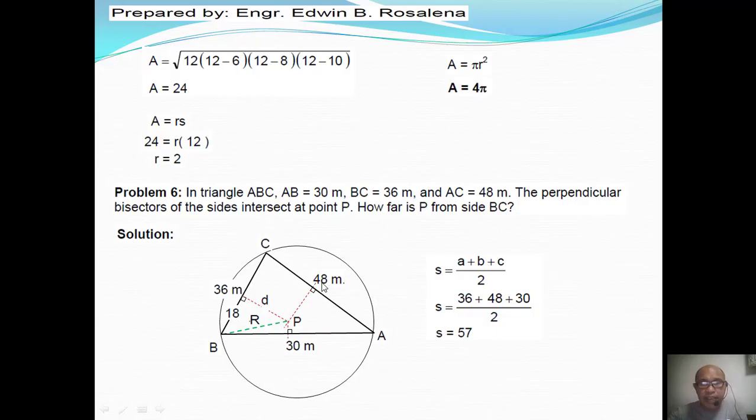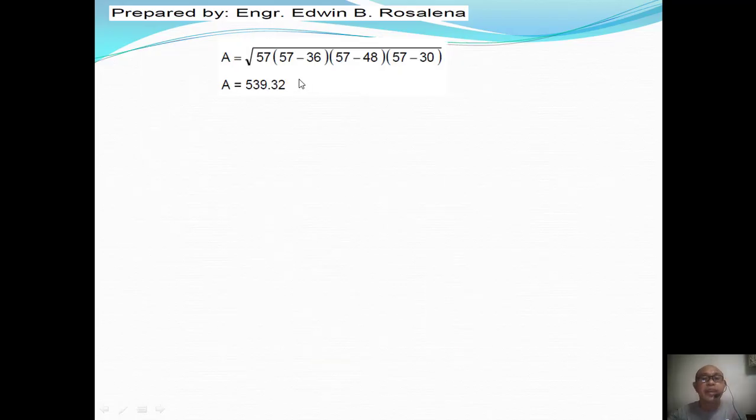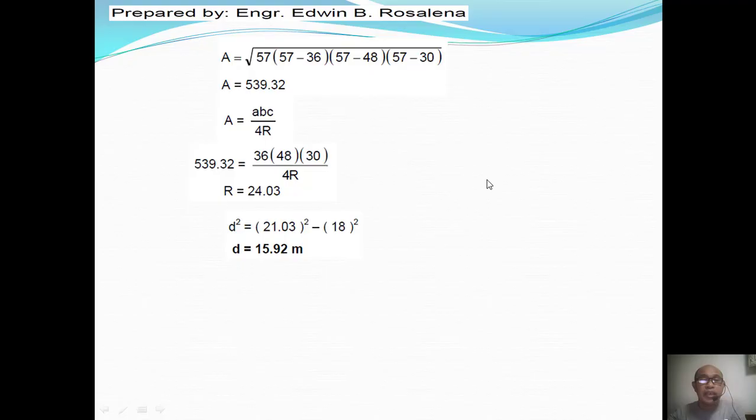So we will note the sides of the triangle: 30, 36, and 48. S is 57. What we are doing here is Heron's formula to compute for the area. So 57, then subtract, so 539.32. So the area of the triangle is equal to ABC over 4R. We have the three sides. So R is 24.03. So meaning, I will go back now.